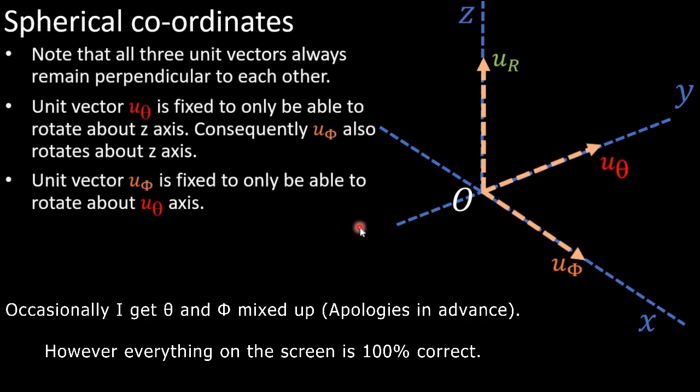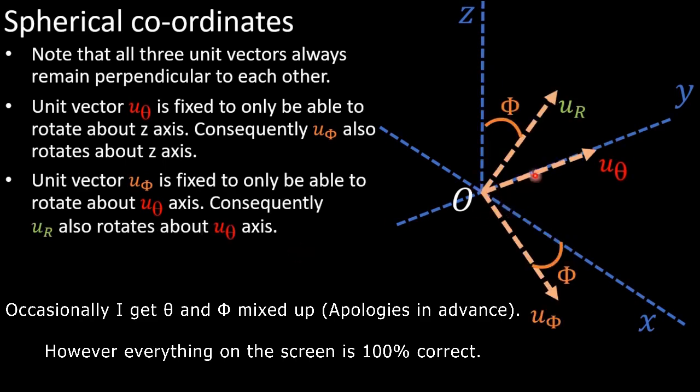Okay, so if we bring that back, the unit vector u sub phi is fixed to only be able to rotate about the u sub theta axis. So it doesn't just rotate about the y-axis. When u sub theta changes, this is also going to move with it, like we just saw. When that changes, at the same time u sub phi is fixed to just be able to rotate about u sub theta.